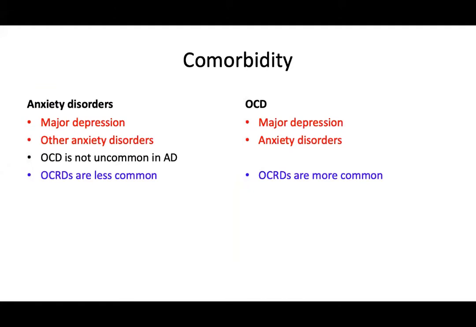Now coming to comorbidity profile, major depression is common both in anxiety disorders and OCD, and presence of other anxiety disorders is also common in a particular anxiety disorder as well as OCD. So there is definitely an overlap in comorbidity pattern between the two disorders. But the difference is that other obsessive compulsive related disorders are more common in OCD, but they are not seen as commonly in anxiety disorders. So there is a partial overlap, but there are some specific comorbidity patterns seen in OCD as well.